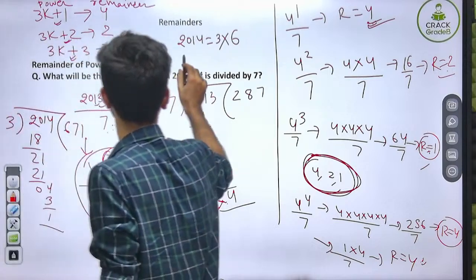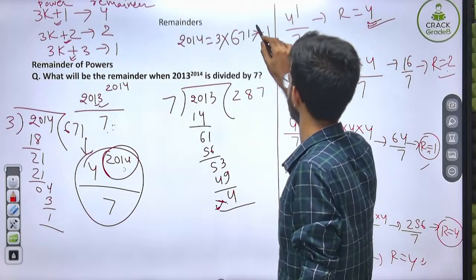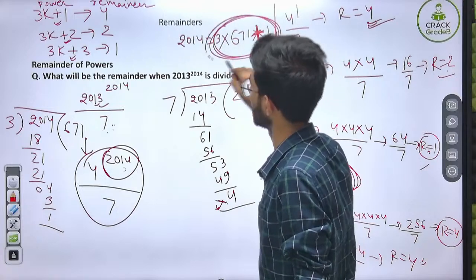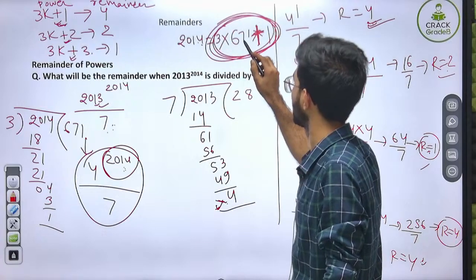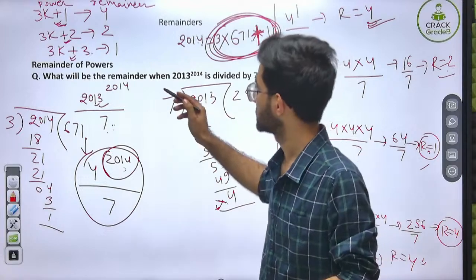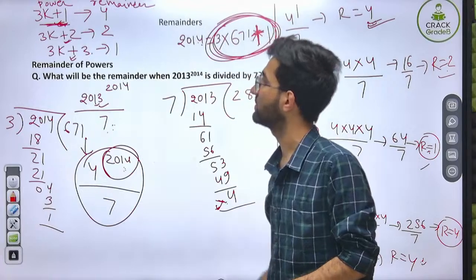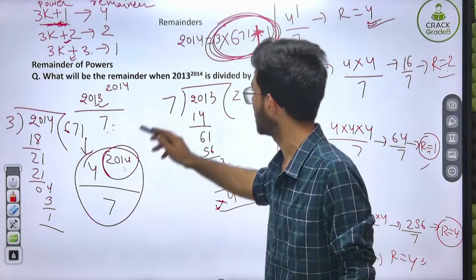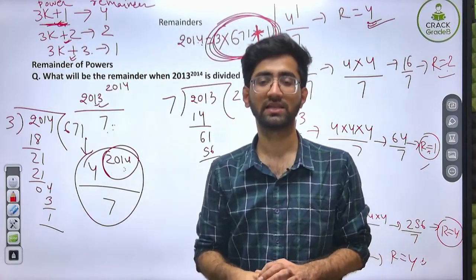So basically you can write 2014 as 3 into 671 plus 1. So 3k plus 1, right? 2014 is in the form of 3k plus 1, 3 into 671 plus 1. So this is the power 3k plus 1. So what is the remainder? The remainder is 4. Why? The simple reason is 2014 is of the form 3 into k plus 1. When the power is 3k plus 1, the remainder is 4.